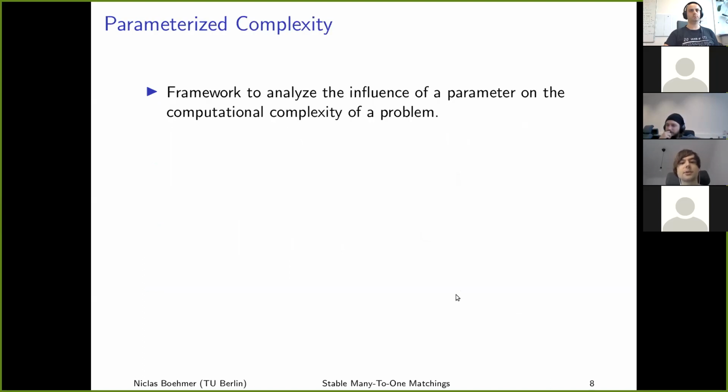Before I go over to presenting our results, a very brief recap of parameterized complexity for those of you who are not working on it on a day-to-day basis. Parameterized complexity is a framework to analyze the influence of a parameter on the computational complexity of a problem.